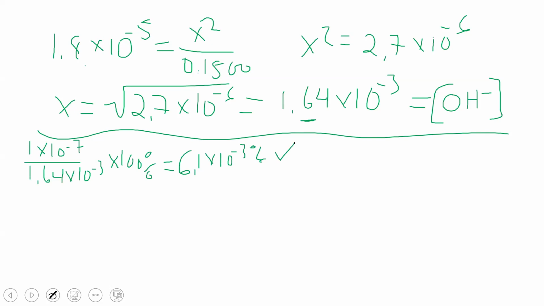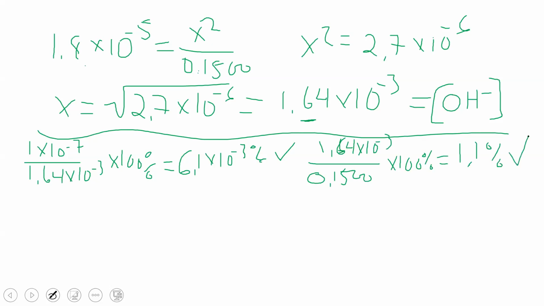The 5% rule is the other one, right? And so the 5% rule tells us that 1.64 times 10 to the minus 3 over the initial concentration of 0.1500 times 100% is equal to 1.1%, right? And so that 1.1% is less than 5%, therefore that checks out also.